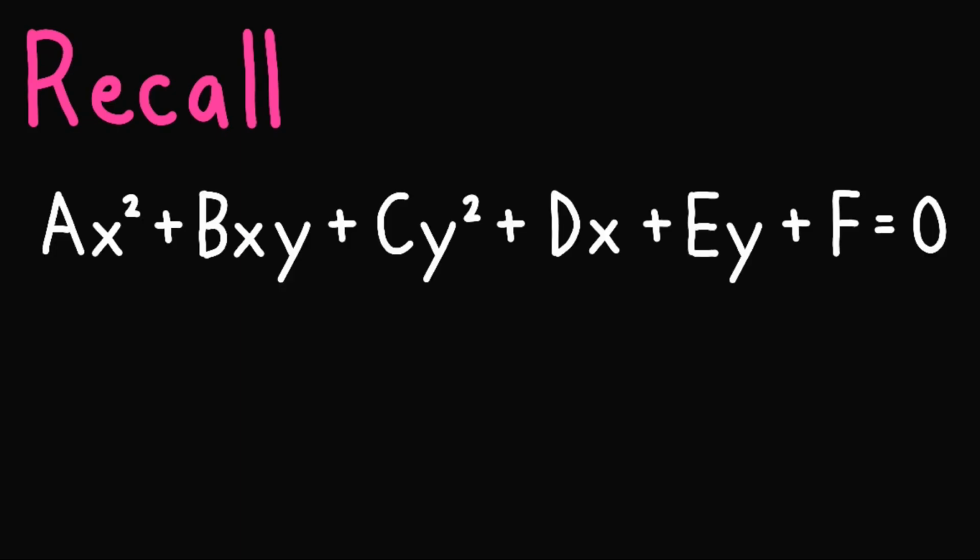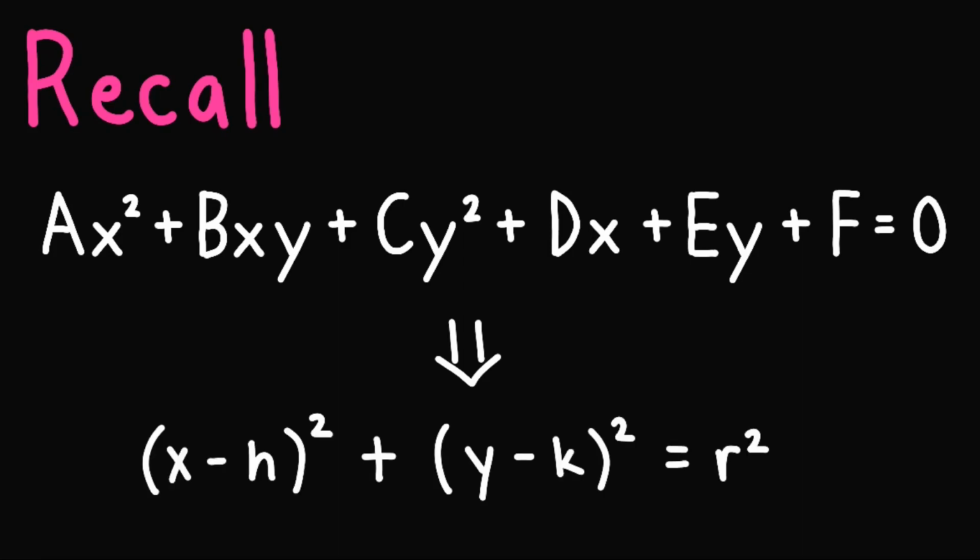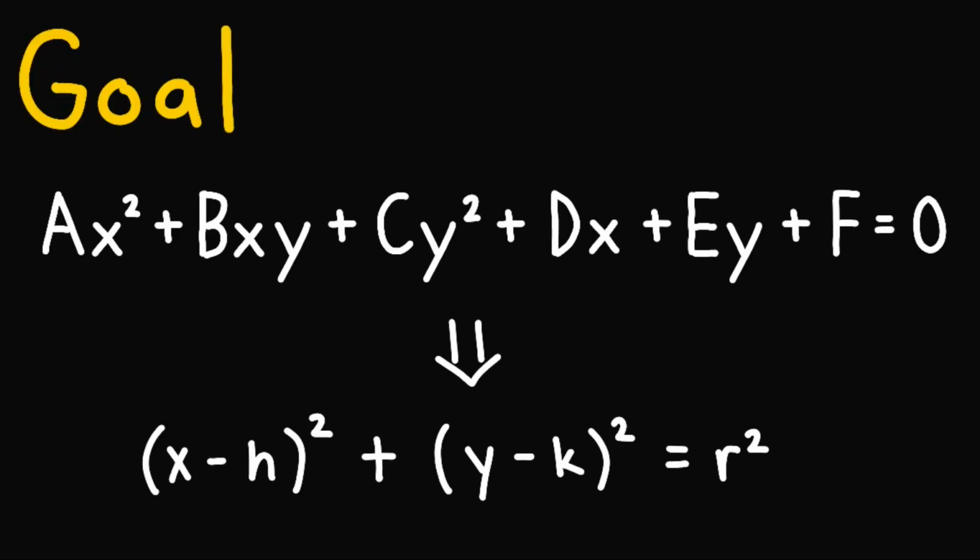Hi there. In the previous video, we learned how to convert a standard form of a circle into its center radius form. For this one, our goal is the other way around. That is, we convert a center radius form of a circle into its standard form. So that is what we're gonna do in this video.